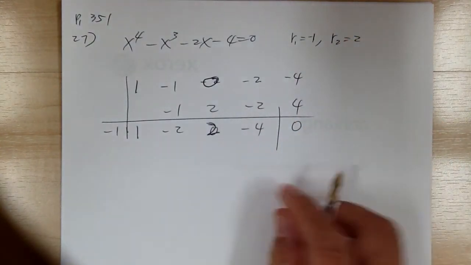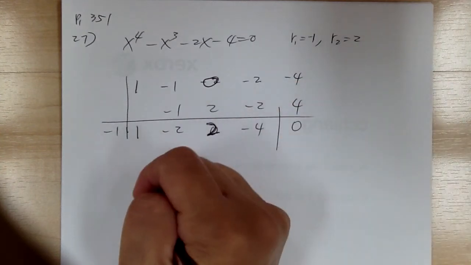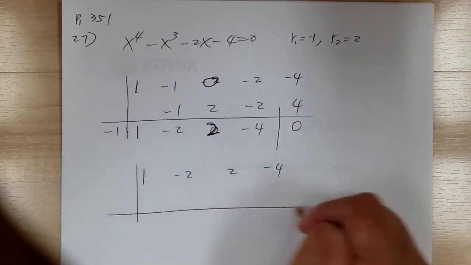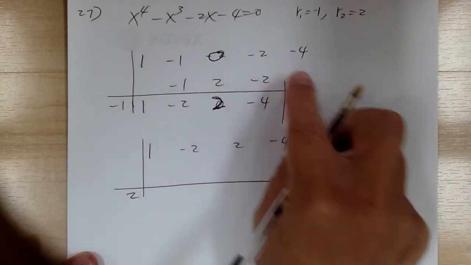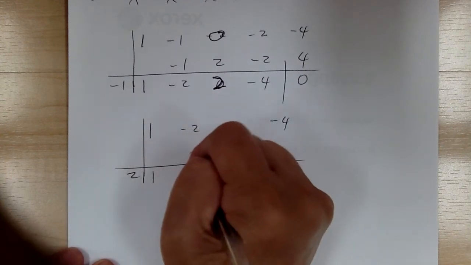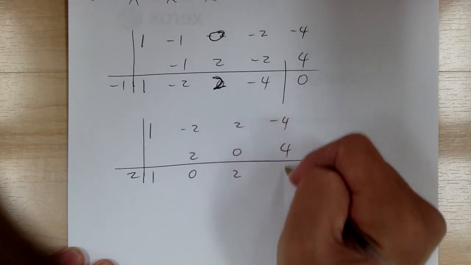Okay? And then from here, don't start all over. You're going to continue, and divide by the next one. So it'll be 1, -2, 2, -4. Okay, divide by the next root. So don't start all over. You want to keep lowering your degree. So drop, multiply, you add, multiply, you add, multiply, you add.